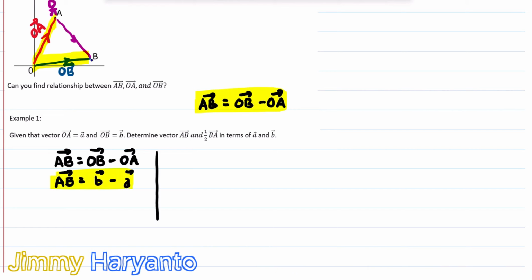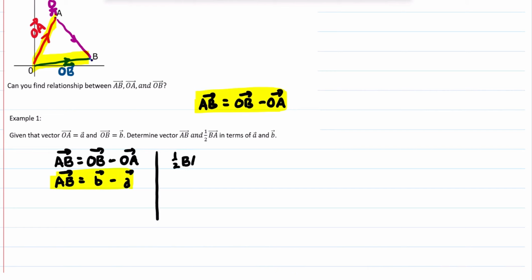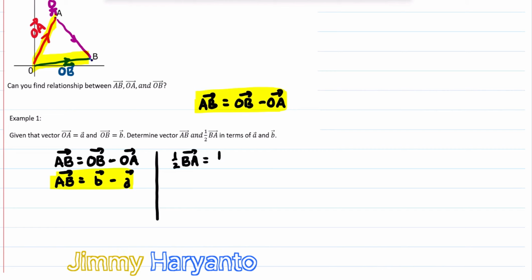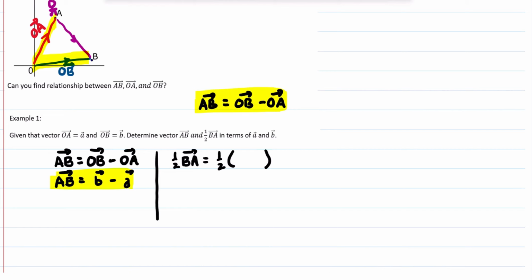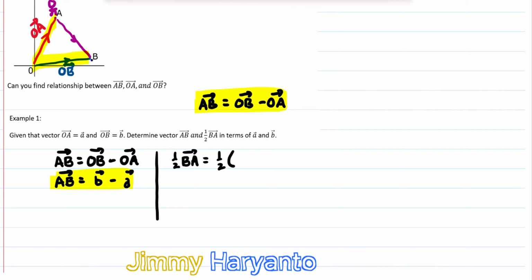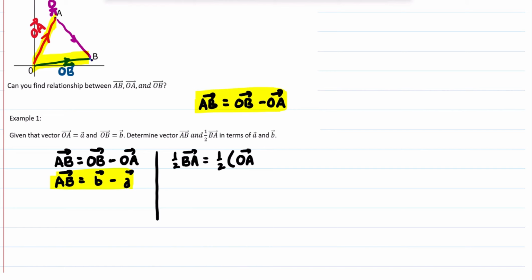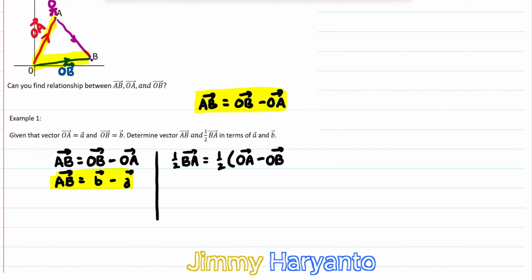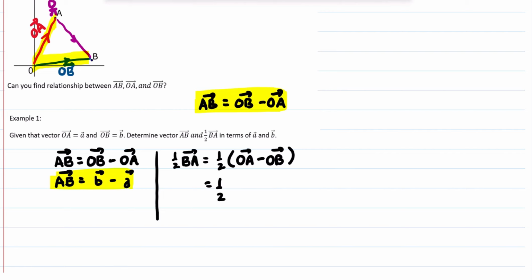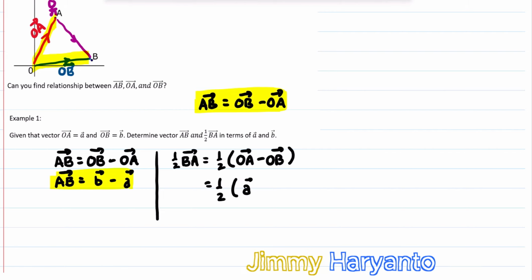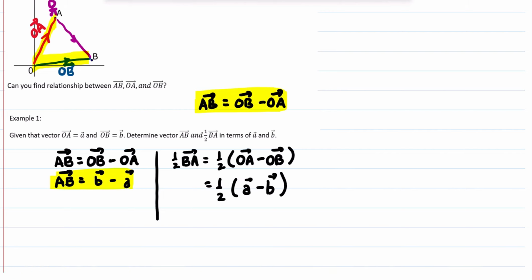And then the second one, we have half BA. Half BA means half times BA. And BA, if we use the formula, will be OA minus OB. So half times a minus b. That means altogether it will be half a minus half b. There you go.